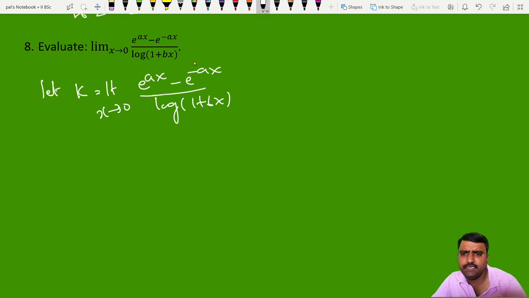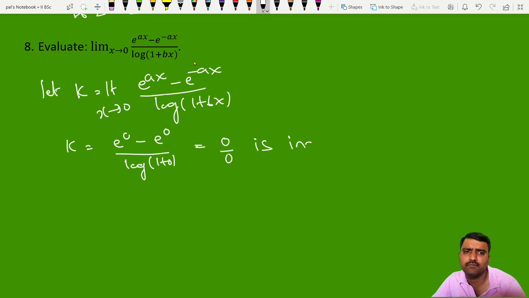As you apply the limit now, k is equal to e power 0 minus e power 0, divided by log of 1 plus 0, that is log 1. Log 1 is 0. 1 minus 1 is 0 by 0, which is indeterminate form. So then you apply L'Hospital rule. If it assumes indeterminate form, apply L'Hospital rule.